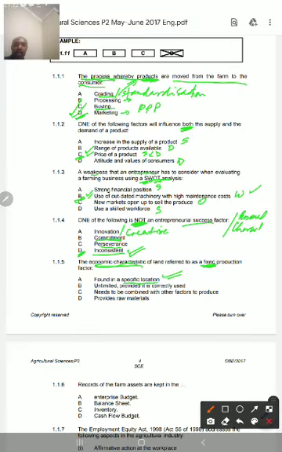Let's look at B. Unlimited. No, land is limited, so it's unacceptable. Needs to be combined with other factors to produce. Yes, of course, land needs to be combined with labor and capital to produce, but that has nothing to do with fixed, so it's also wrong. Provides raw materials is not even an economic characteristic. It is a function of land as a production factor, together with providing food and minerals. So it's also incorrect, and the correct answer here is A.